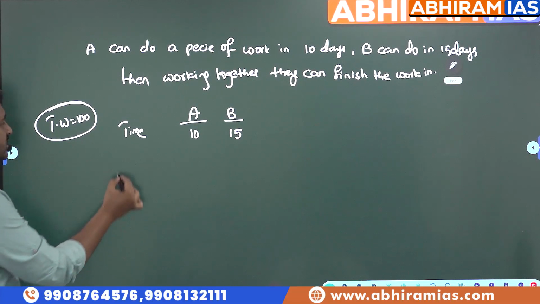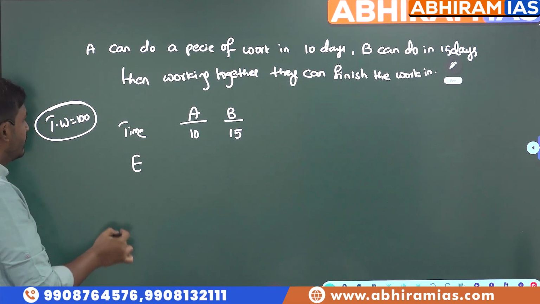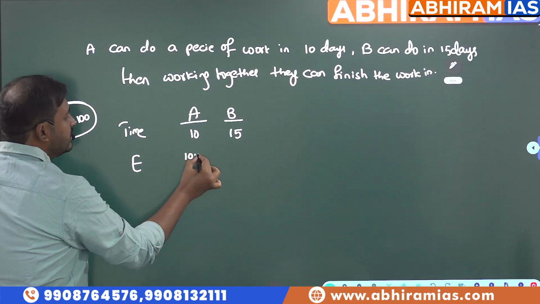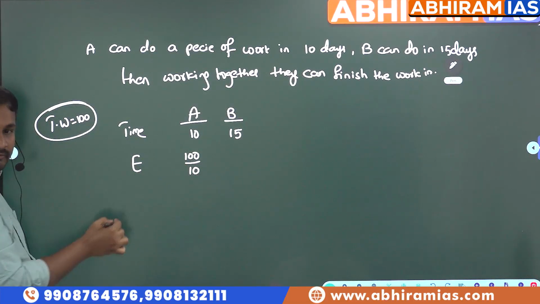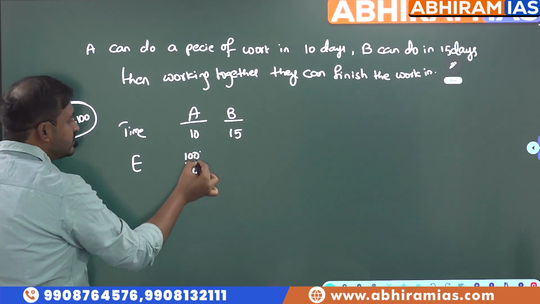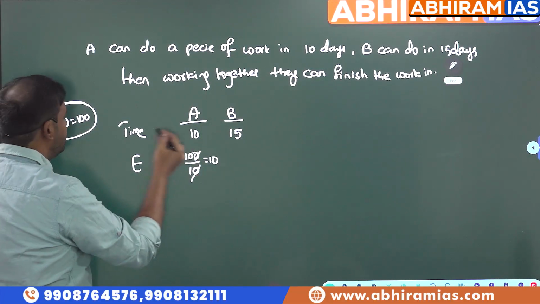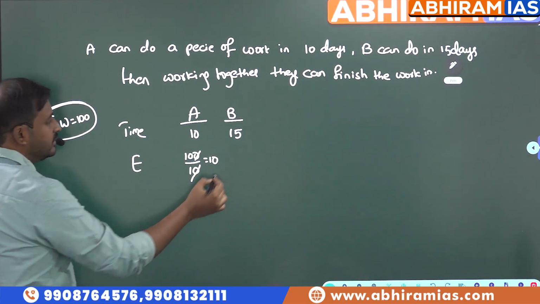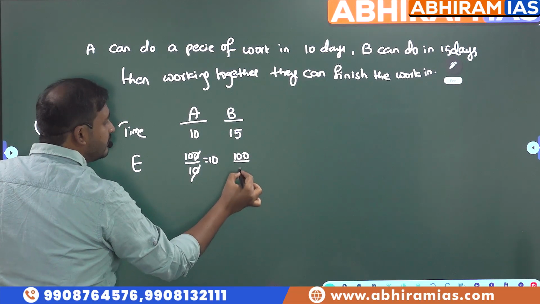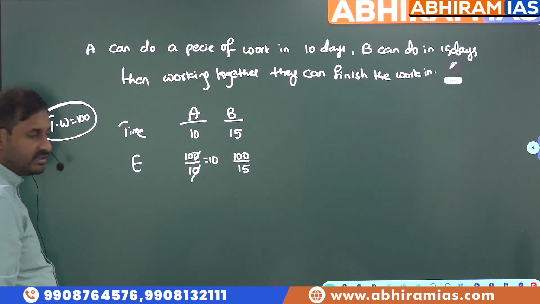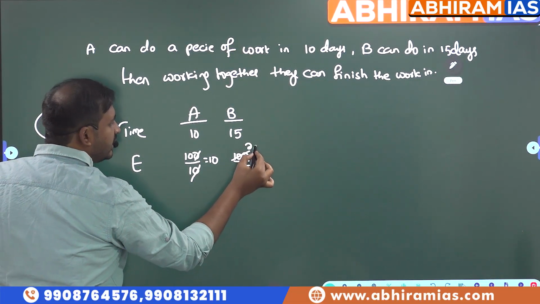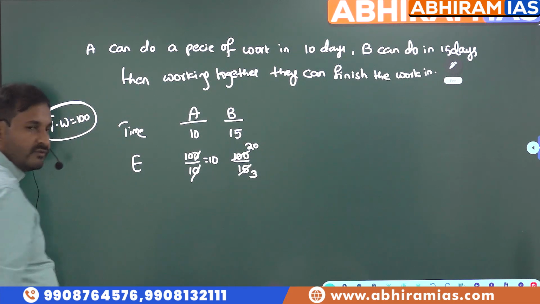Okay. Now tell me what is the efficiency of A? 100 by 10. Total work by time taken, right? So this becomes 10. Next, similarly, what is the efficiency of B? That is 100 by 15. So this becomes what for me now? 20 by 3.